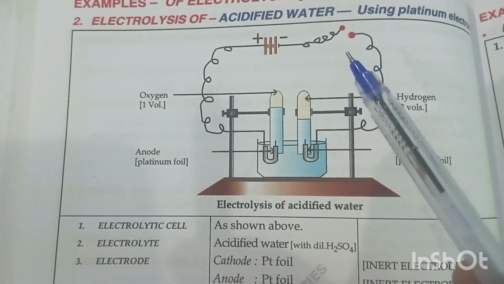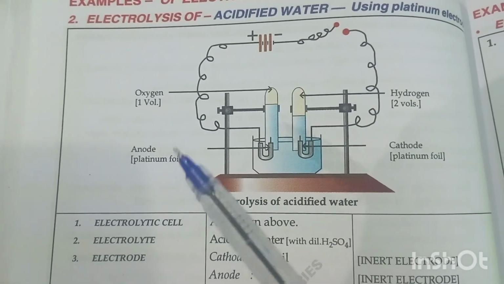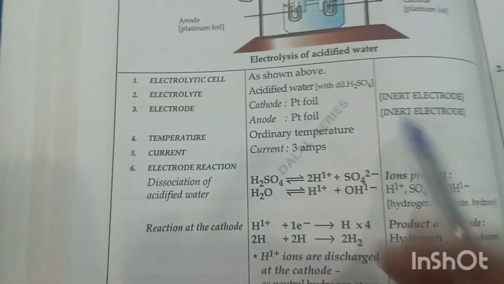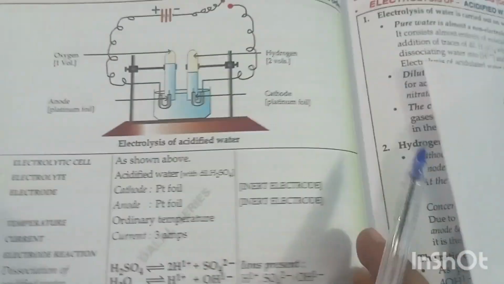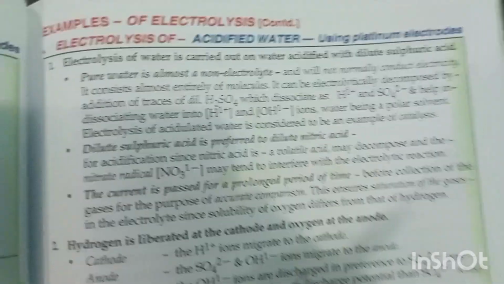Cathode is connected to the negative terminal of the battery and anode is connected to the positive terminal. So for the electrolyte we have taken acidified water, meaning water which contains traces of an acid. Here we have taken sulfuric acid.